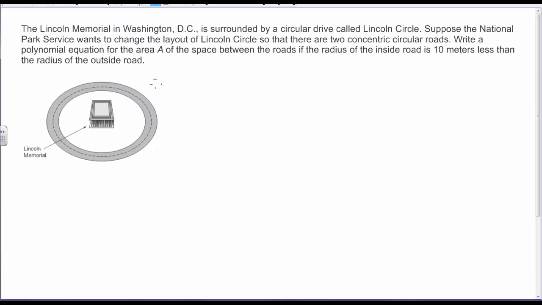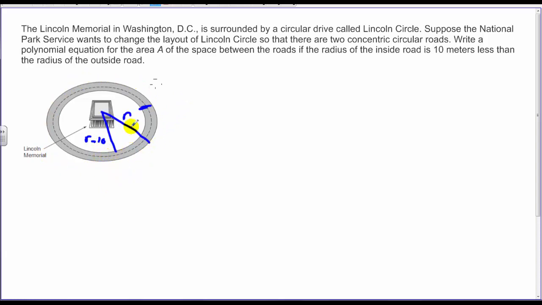Now in our last example, it talks about having a circular road around the monument, and we're going to try to find the actual area between these two roads. What they tell us is the inside radius, so from here to the inside of the road, is 10 meters less than the outside radius. So what we have is a comparison. If this outside radius, let's call this r, then this inside radius is r minus 10. And they want to know how much area is between the two.